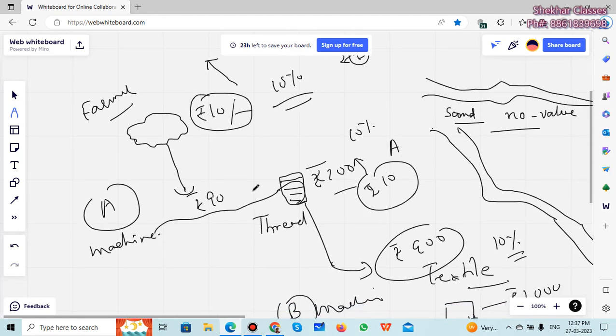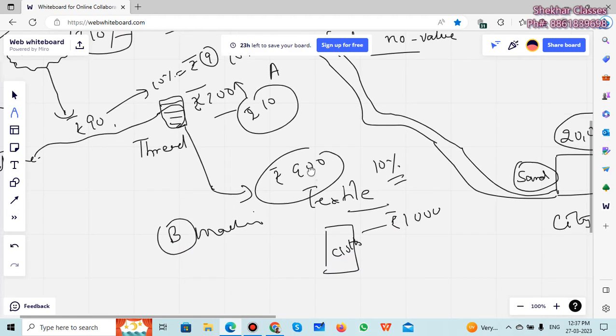This is not 10 rupees. He has created how much worth? 90 rupees of value. So he will pay 10% on 90 rupees. So that will be equal to 9 rupees. Okay, that will be 9 rupees. Fine, to the government there he will pay the tax.